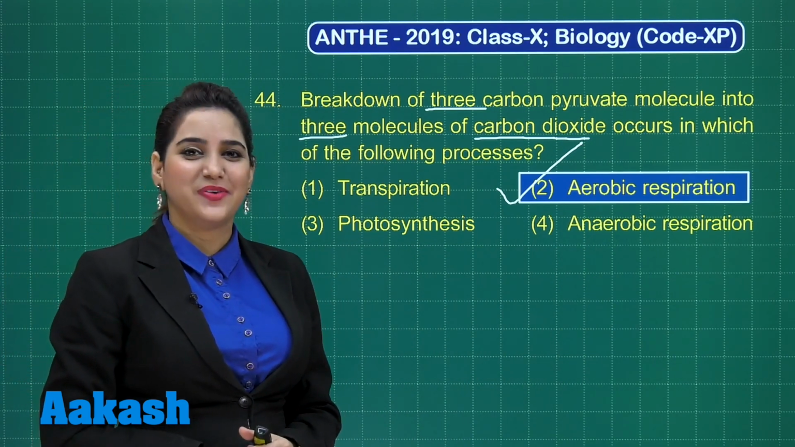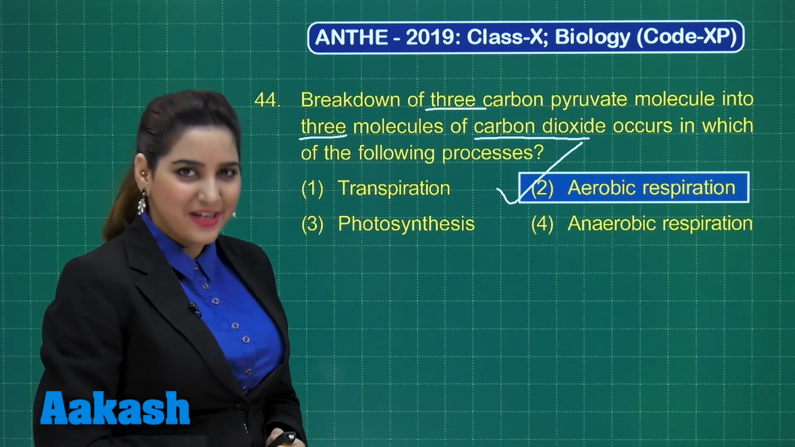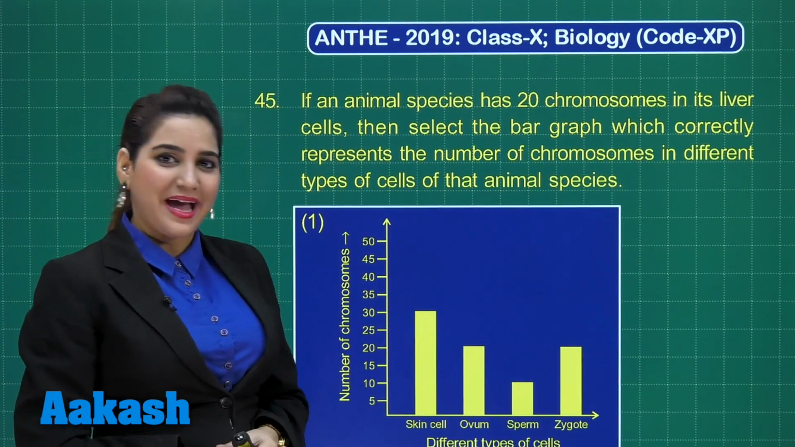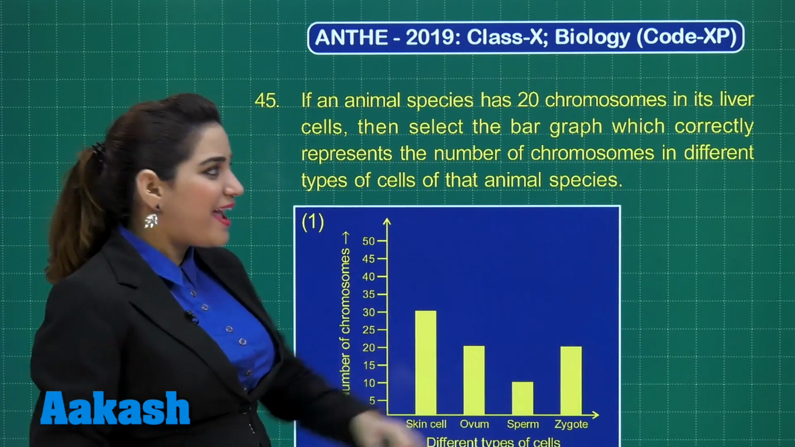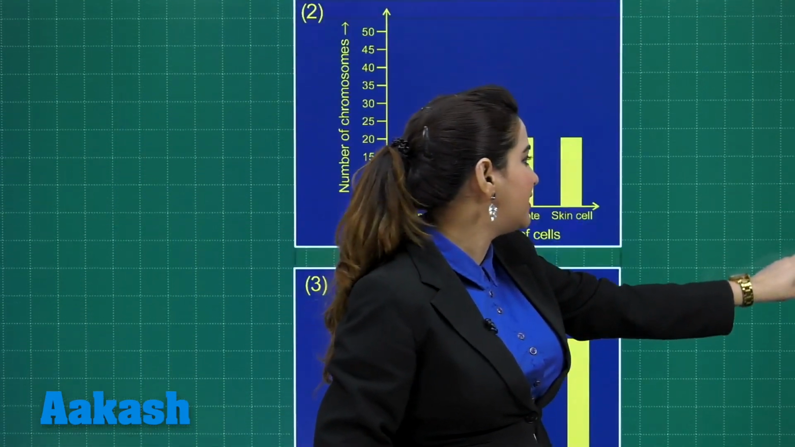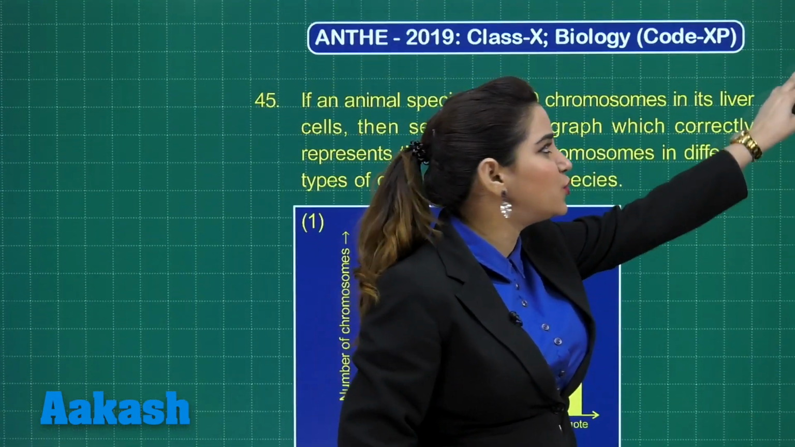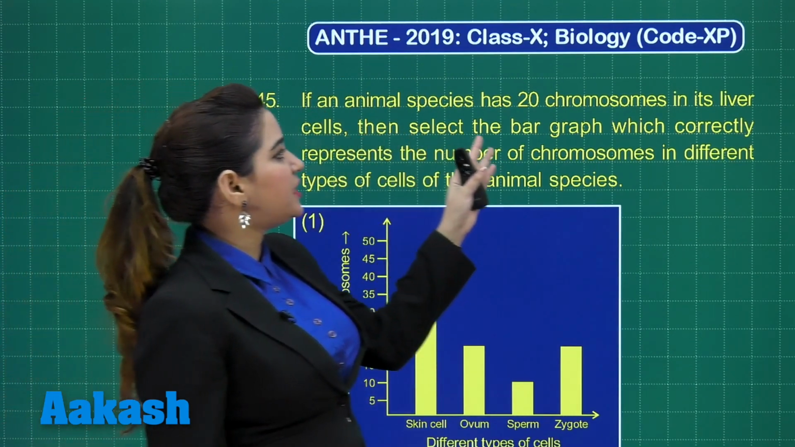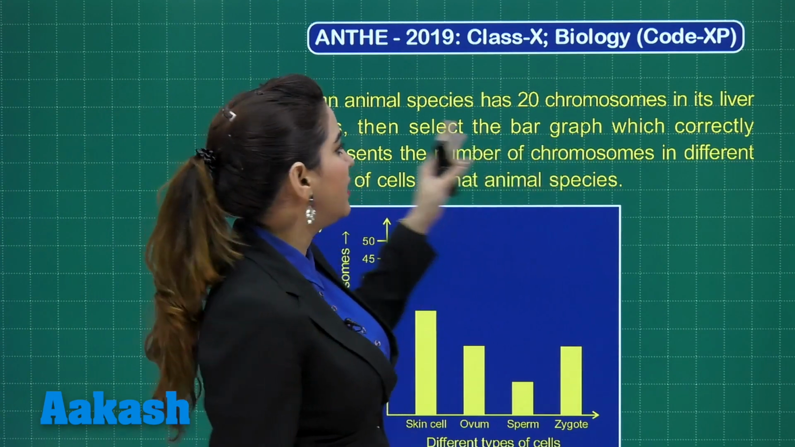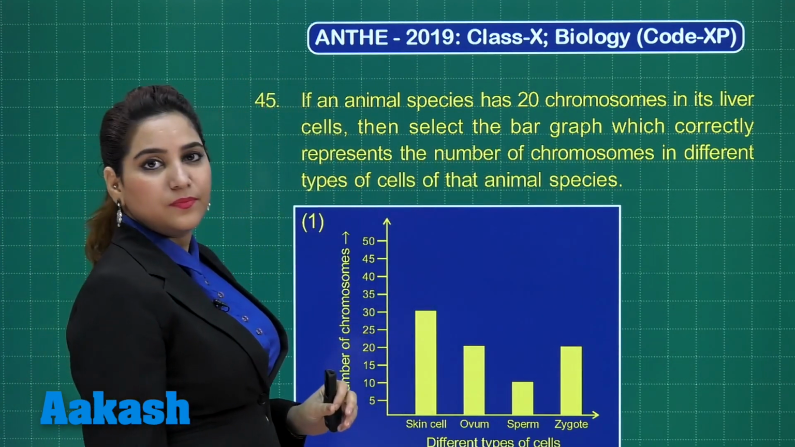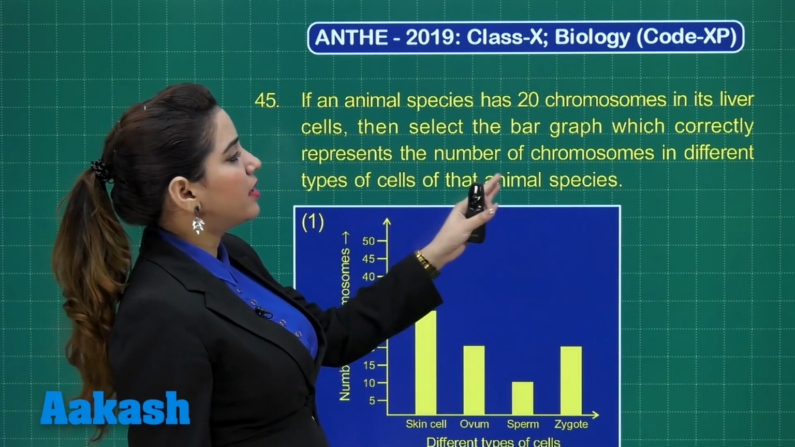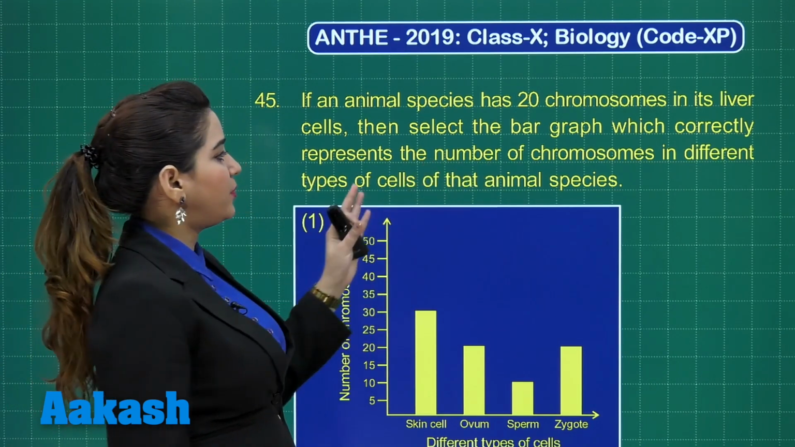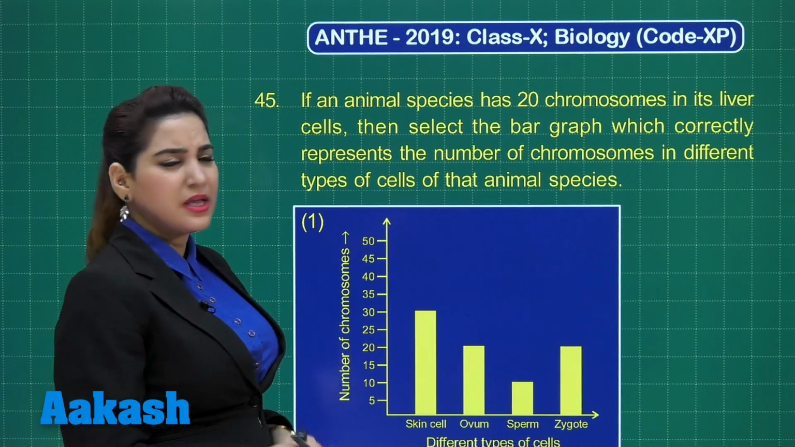Now let's proceed towards the last question of biology, question number 45. So again, graph based question. It might look scary to you since the question has got 4 graphs, but it is too easy to crack. Let's see this. Question says, if an animal species has 20 chromosomes in its liver cell, then select the bar graph which correctly represents the number of chromosomes in different type of cells of that animal species.